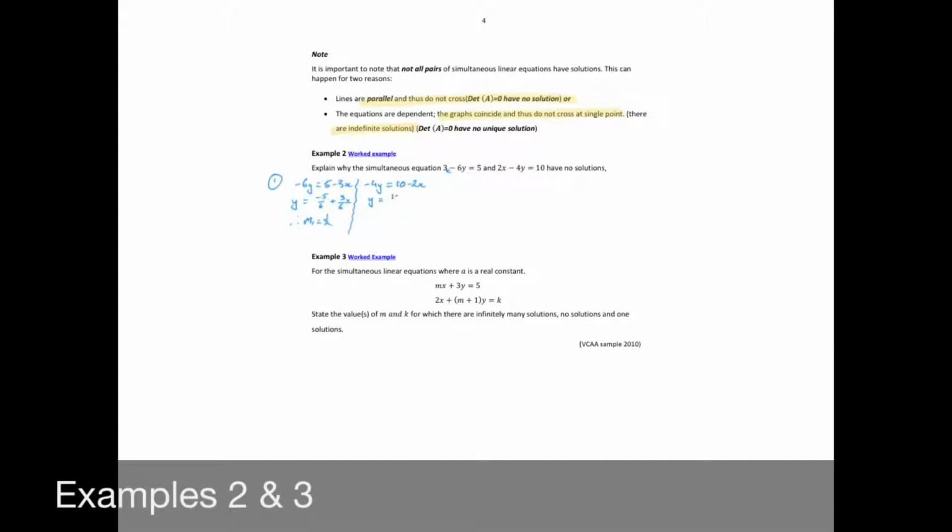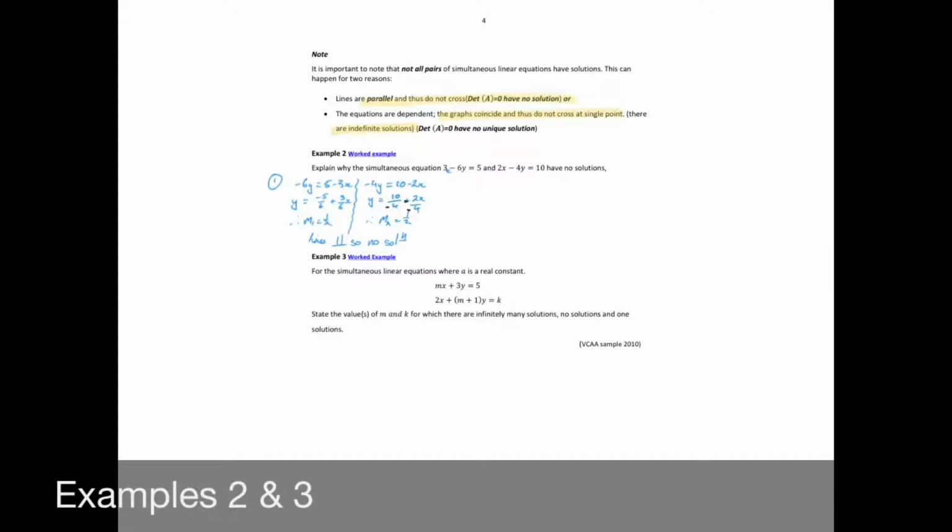So do the same thing here. Let's divide by negative 4 there, and we transpose our equations. And we see M2 is also positive a half. So the two gradients are the same, hence the lines are parallel. So we don't get any solutions.